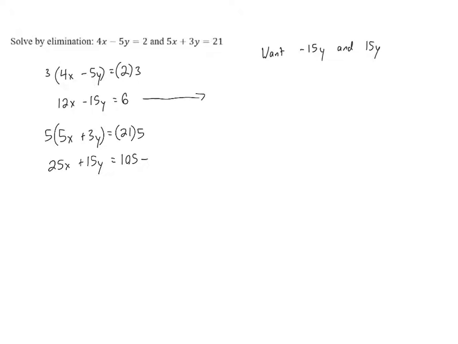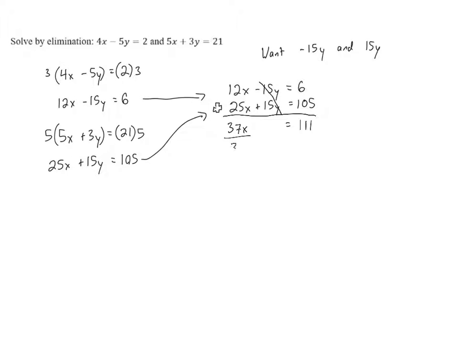And now we're in a position where we can stack them and add them because the negative 15y and positive 15y will cancel. So we have 12x minus 15y equals 6. And we've got 25x plus 15y equals 105. Let's add these together. 12x plus 25x is 37x. Negative 15y plus 15y is 0. Those y's cancel. And 105 plus 6 is 111.